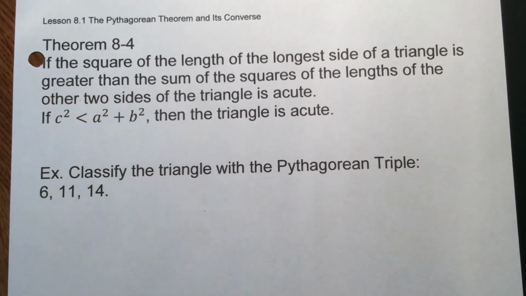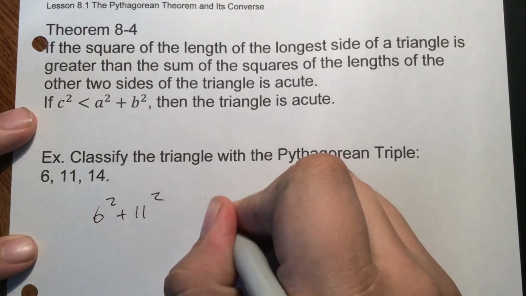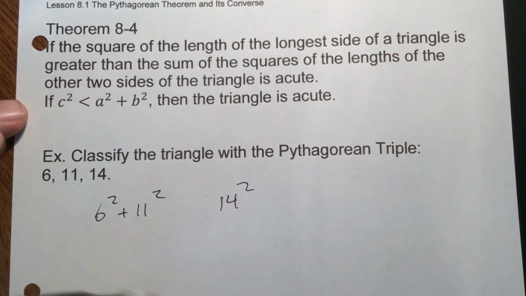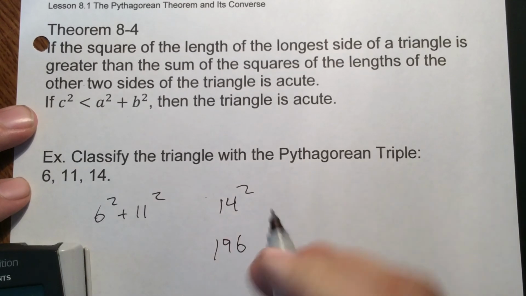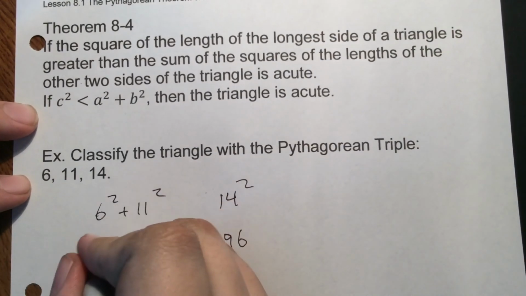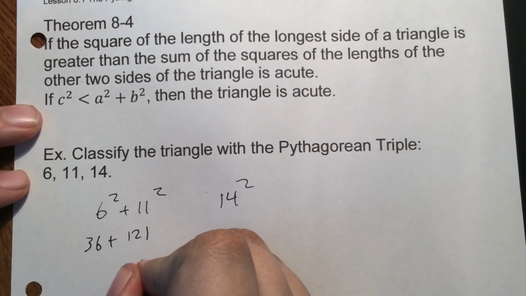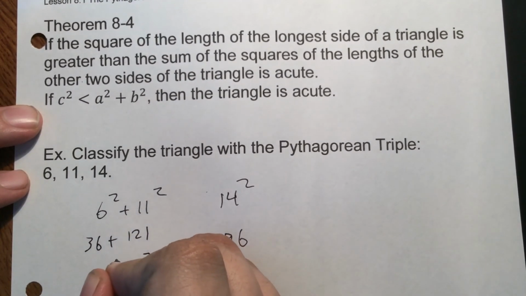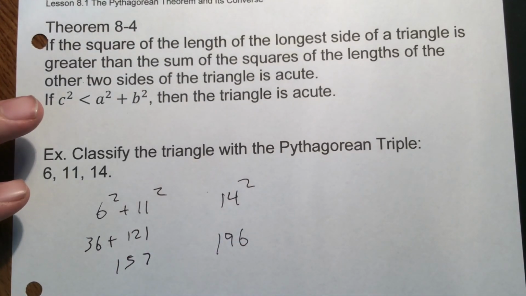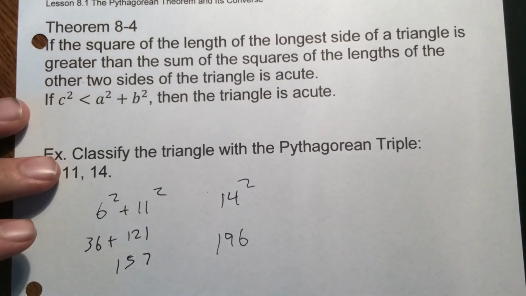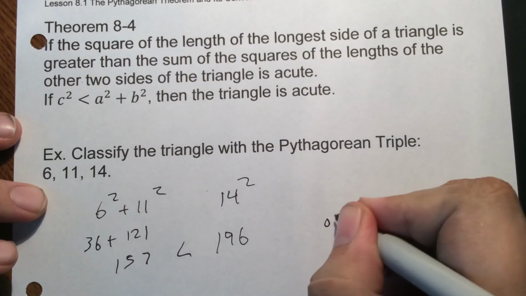So let's see on this one here. 6, 11, 14. So 6 squared plus 11 squared, and we'll have 14 squared. So 14 squared is 196. 6 squared is 36, plus 11 squared is 121, which would give you 157. So, in this case, hypotenuse is bigger, which makes this obtuse.